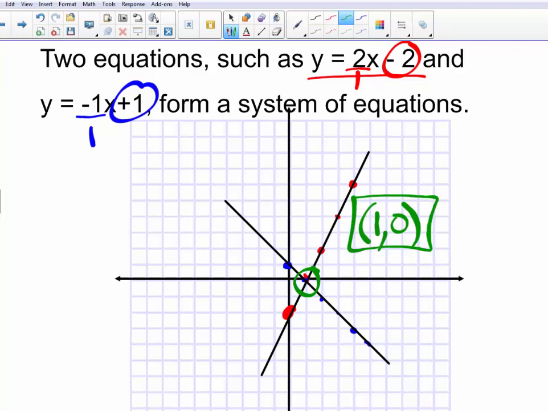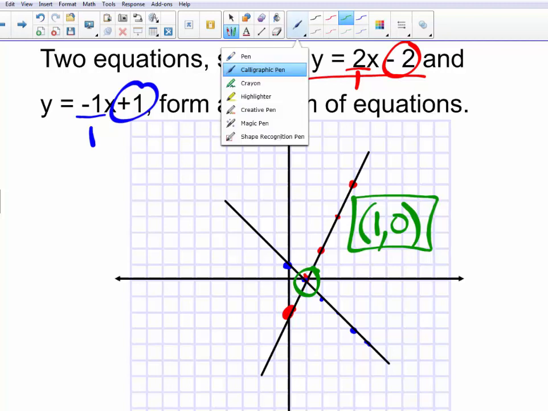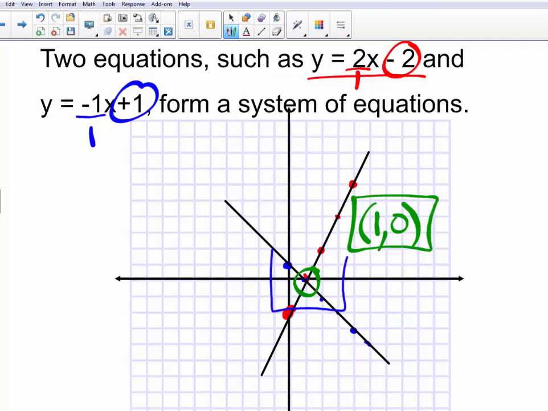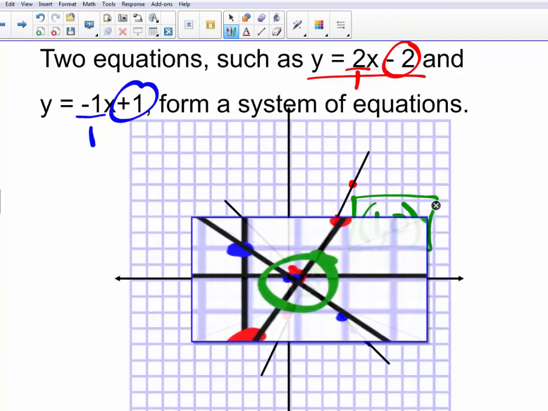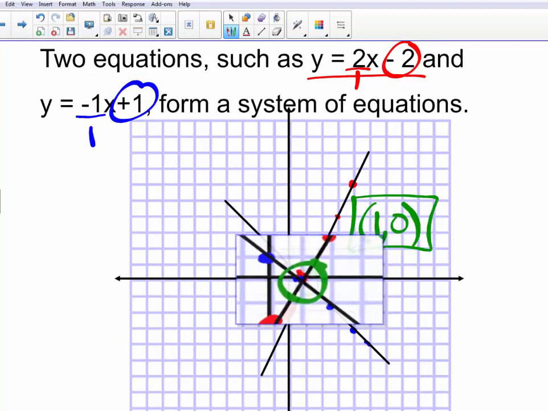You can have one solution, you can have infinite solutions, and you can also have no solution. If the lines do not intersect, there is no possible solution. We'll get into the rest of those examples as we move on. But for right now, we are concerned with where that intersection point is. So from the origin over 1, up and down 0, so it's (1, 0).